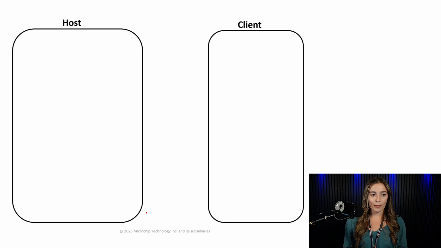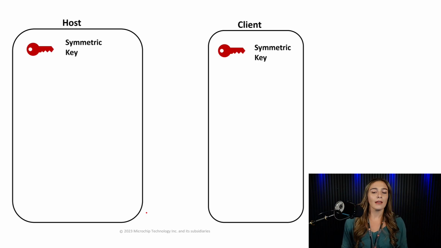So here we have a representation of the host device and the client device in the field. For the host, we'd have a SHA105 device on it, and for the client, we'd have a SHA104 or 106. And to start this process, we would put a symmetric key in both the host and client device.